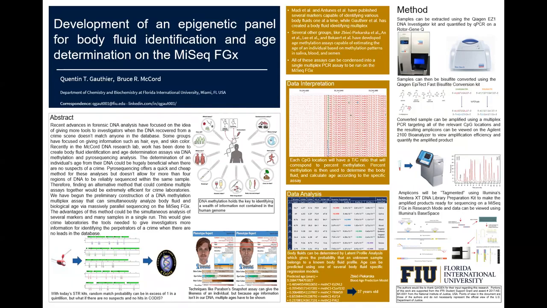However, what happens when there is no suspect and there are no hits in our databases? Well, some people have turned to various phenotypic assays that are able to predict things such as hair color, eye color, skin color. And obviously, we do have the ability to determine someone's gender based off amelogenin. However, with that assay, we still don't know anything about the individual's age.